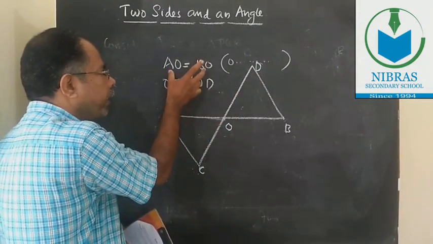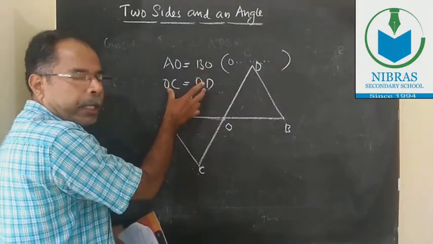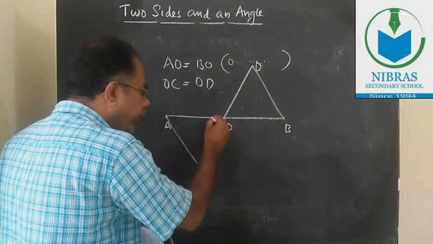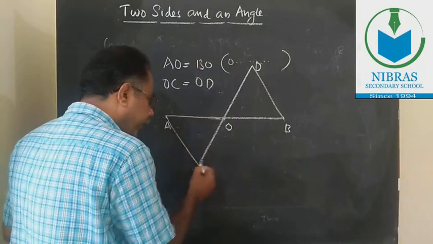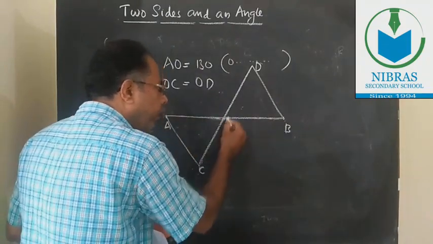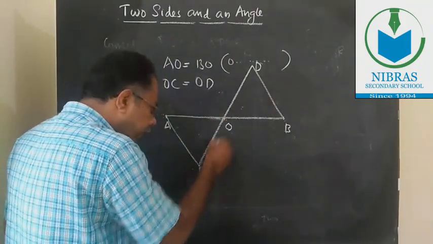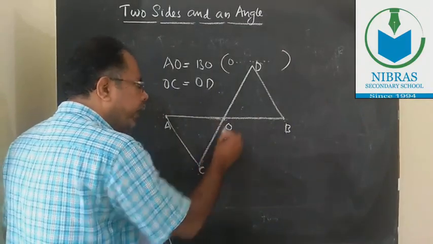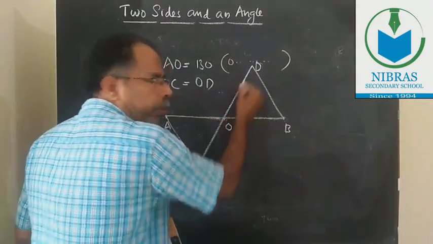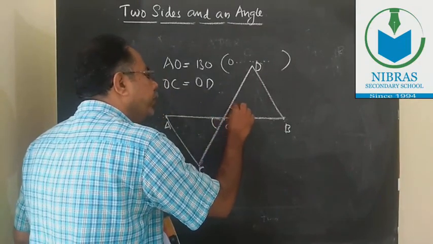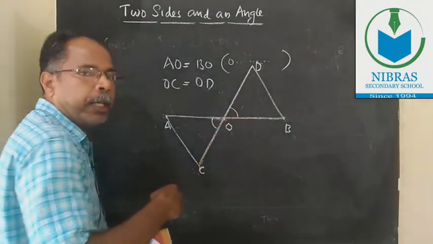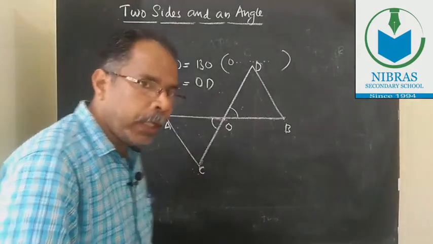Two sides are equal. Here also the two sides are equal. This side of triangle AOC is equal to this side of triangle BOD. And the angle between these two sides, this angle is equal to this angle. Are these two angles equal?